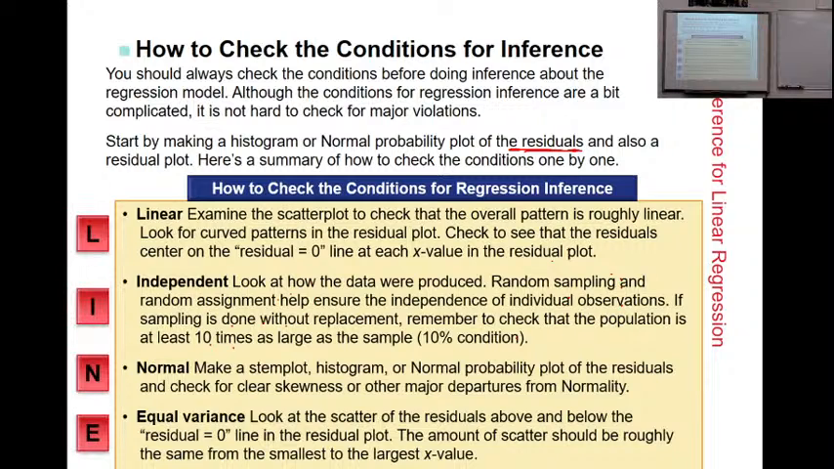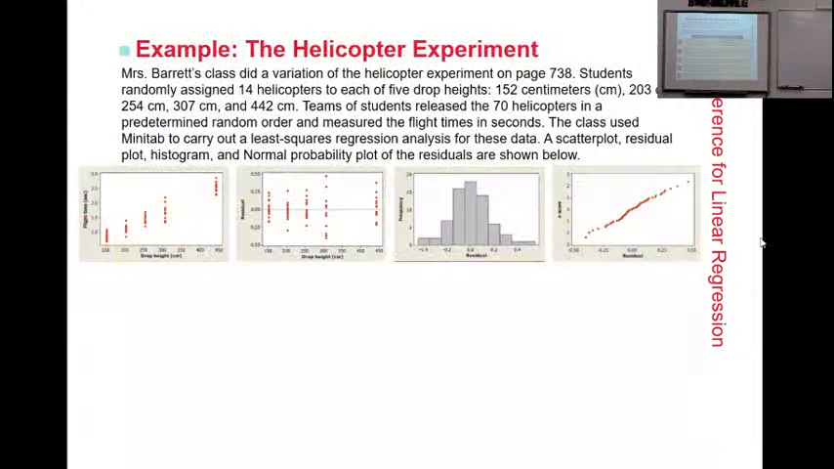So the way you can remember these 5 conditions is that it's linear, but not quite. Yeah, not quite. Linear, but not quite. All right. Here comes the example.